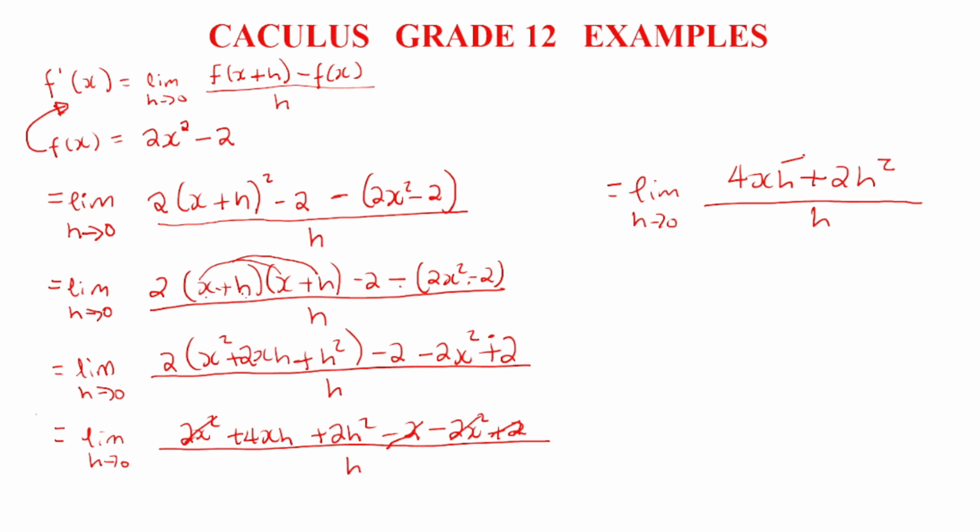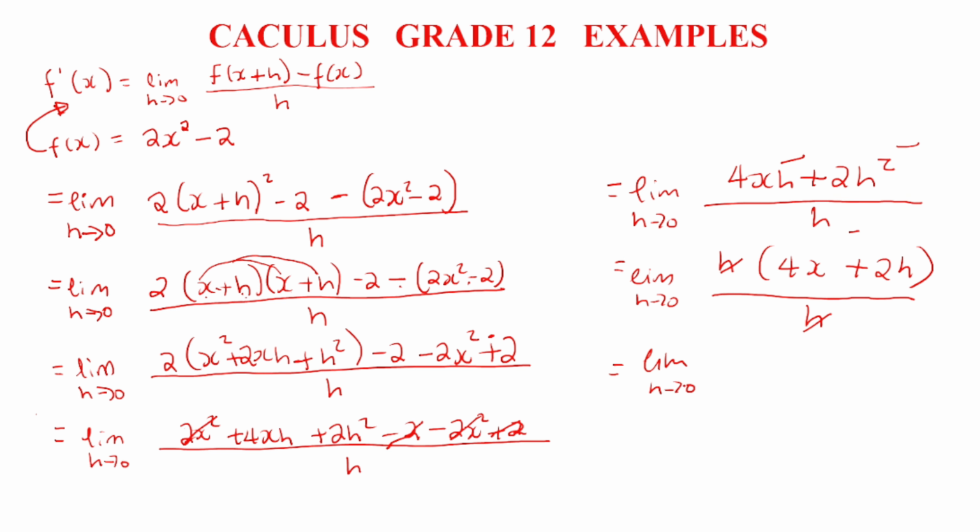So now we can come here. You see you've got h there, you've got another h there, you've got another h there. Therefore h is definitely a common factor, so we are going to remove h as our common factor. We are going to be left with 4x plus 2h, then all over h at the bottom. You've got h at the denominator and then h at the numerator. Therefore, this would cancel out. Now you're going to be left with lim when h approaches 0, you're going to have 4x plus 2h.